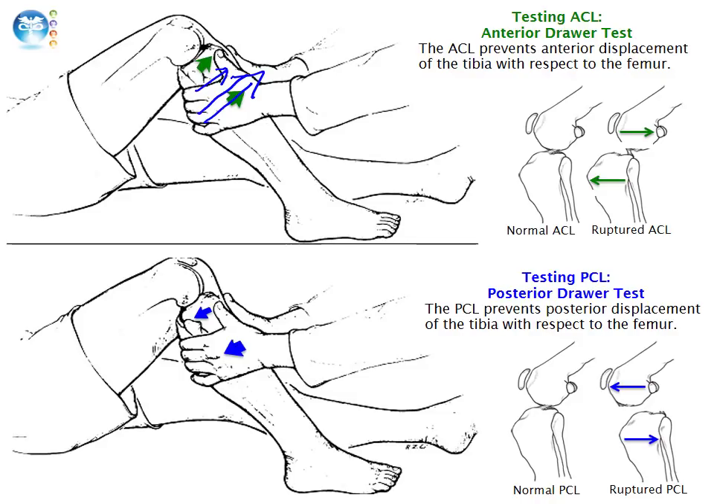Similarly, testing the PCL, the reverse action is performed to assess the integrity of that PCL. The clinician or examiner pushes posteriorly on the tibia relative to the femur and feels again for that firm end feel where there is some translation and then it stops. If there's a large translation and it's a soft end feel, this indicates that there could be loss of the PCL.